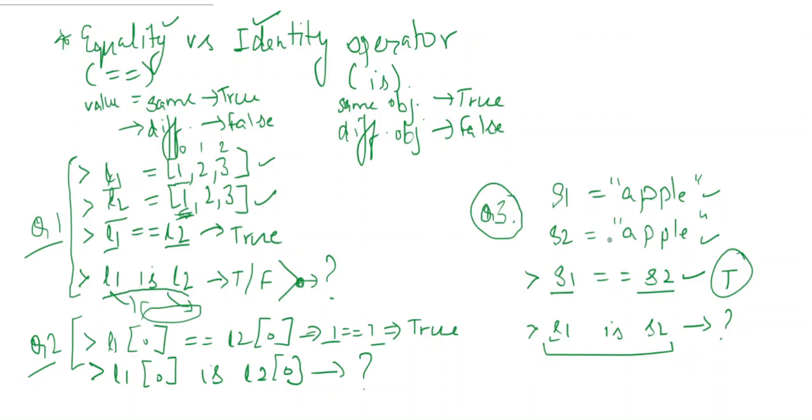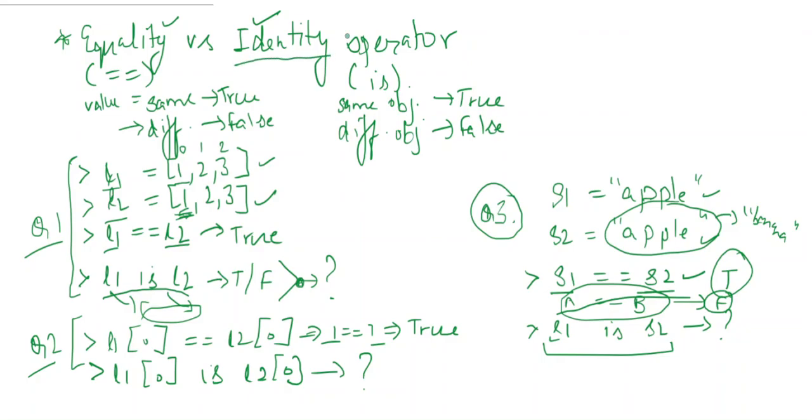Okay. And one more thing, guys, if the value is different, suppose S2 would have been banana. Then in this case, if we compare, it becomes apple equal to banana, which won't be true. So it will return false. Okay, guys. So from this discussion, we are clear about the equality operator, but we are yet to see how the identity operator works, right?